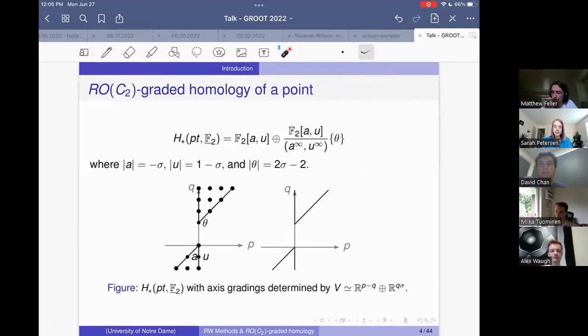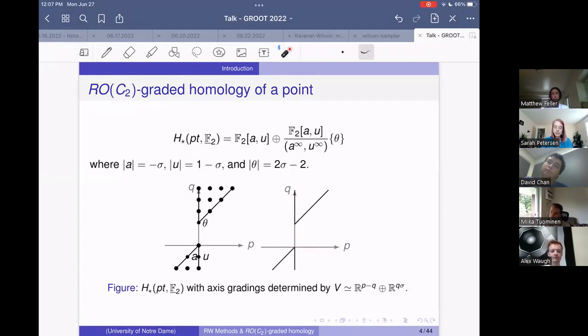So when doing RO(G)-graded computations, one of the first things you run into is that the homology of a point is much more complicated than in the non-equivariant case. So if we're considering the group C2, we have our two irreducible representations that we're grading on. So in these axes, in these pictures, the vertical axis is the number of sign representations, and then the horizontal axis is going to be the topological degree, so the total number of representations.